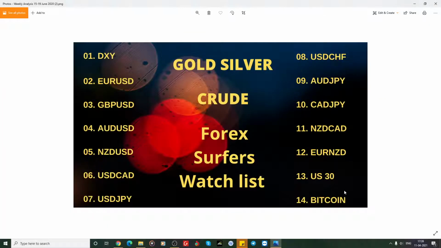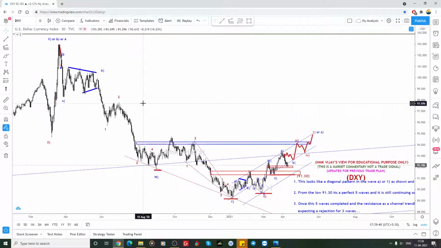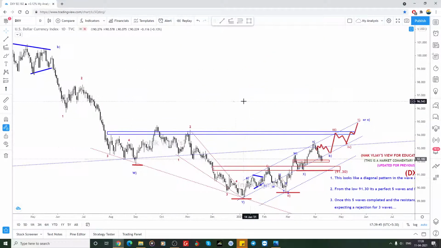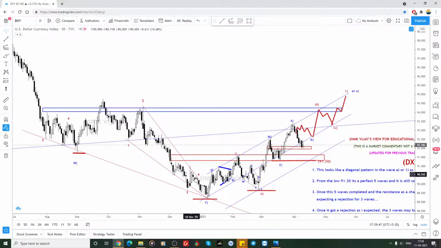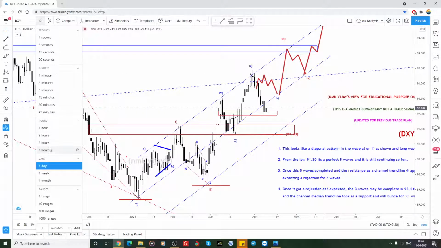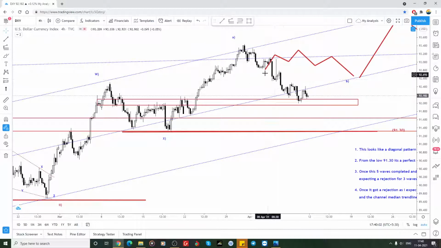So this is our watch list. We will start from DXY. Past week I explained some fractals about this pattern. It's doing there, and I expected from here, if it reached 92.6, I'm expecting a bounce, but it has not retested and not bounced from here, so it's still struggling to bounce.